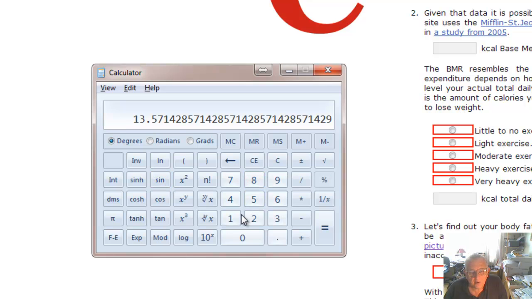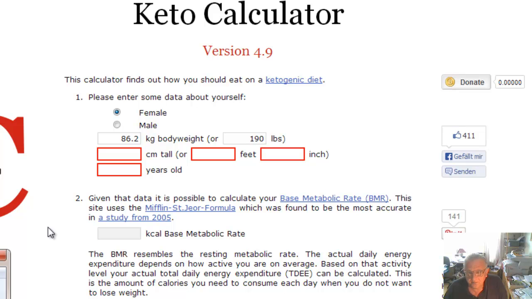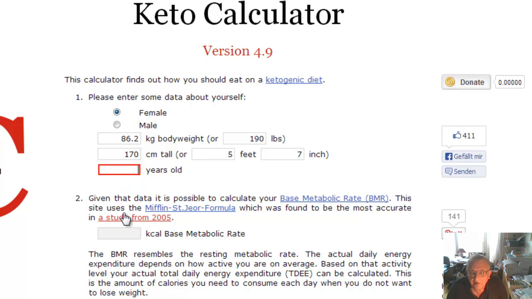But you'll probably know your weight. So let's say you're 13 stone 8. You would go 13 times 14 plus 8 would give you 190. How about that? So that's 13 stone 8. How tall? Well, let's say that this person is 5 foot 7 inches. And it's calculated already how many centimeters that would be, and let's say that this person is 45 years old.